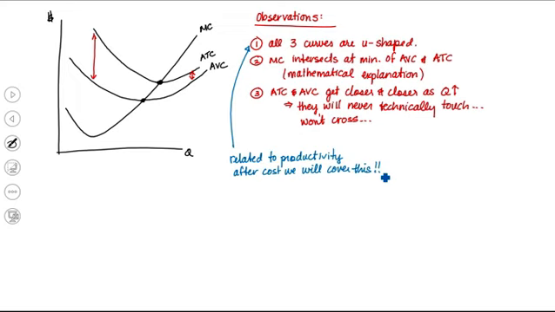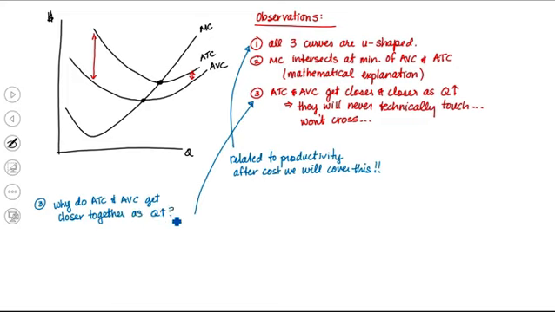All right. Let's talk about number three, because it's a little bit easier. Why do those curves get closer and closer together? So why do average total cost and average variable cost get closer and closer together as Q gets bigger? Let's answer that question, because that's a pretty easy question to answer.